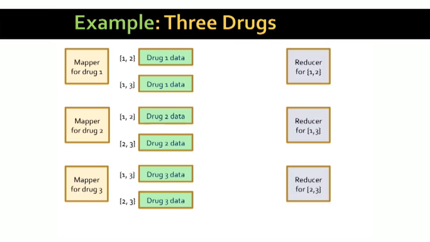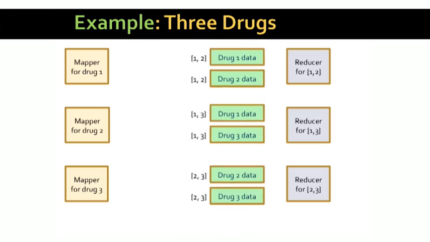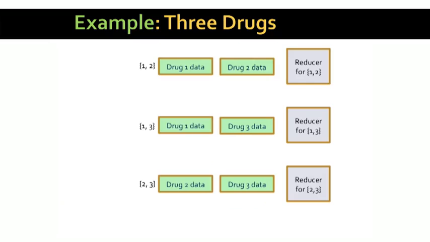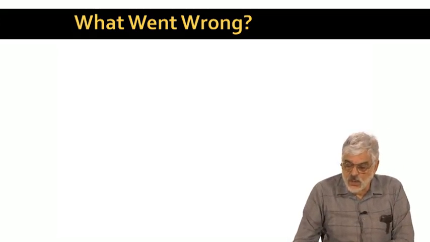Once these 6 key-value pairs are generated by the mappers, they are sent to the reducer for their key. And there they go. And once they arrive at the reducer, they are combined into a key and its list of values. For example, the input to the reducer for the set 1, 2 has the key 1, 2, and the list of values that were associated with that key in the various key-value pairs. Would be that.